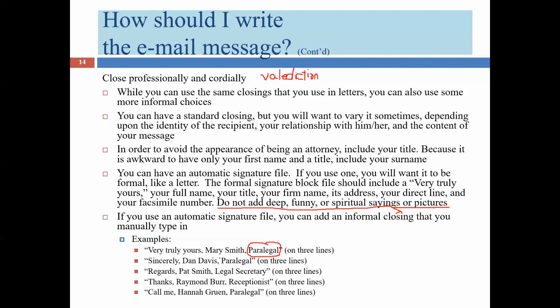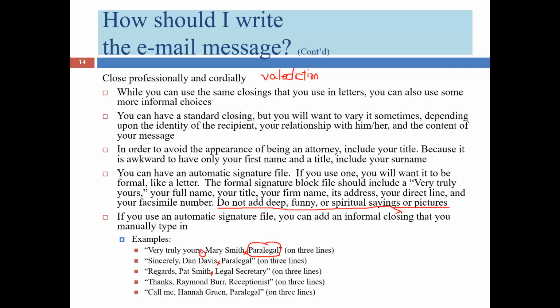Very truly yours, and of course this would be on one line with a comma. Then you'd have Mary Smith on the next line, and then you'd have paralegal on the third line. You would keep this comma, but you wouldn't have this comma when the paralegal's on the other line. So it works the same way here. Sincerely, you'll have the comma, you'll go to the next line, Dan Davis. On the next line, you'll have paralegal. You won't keep this comma. Regards, comma, next line, Pat Smith. Remove this comma. On the next line, legal secretary.